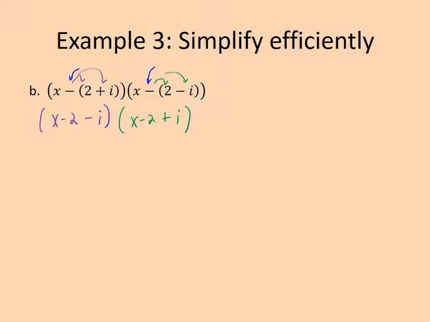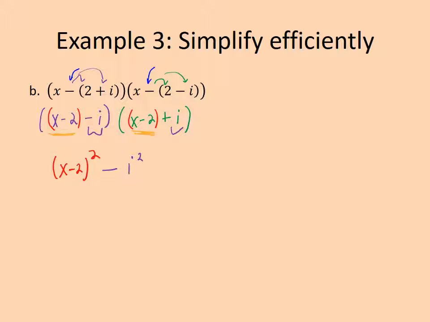If you notice in our factors, there's an x minus 2 in both factors. If you regroup your parentheses so that you have x minus 2 here and x minus 2 here in your factors, you actually now have a situation where you have a difference of perfect squares. So my first term is in fact (x minus 2) squared. And then my second is minus i squared.